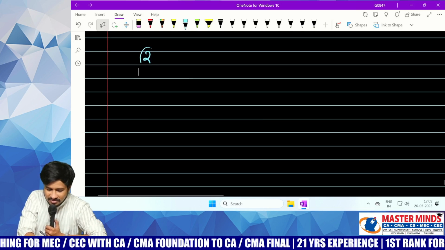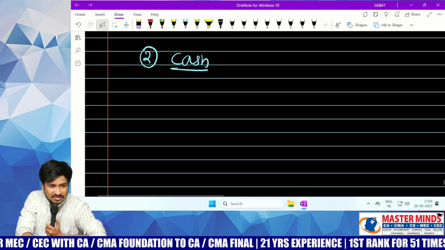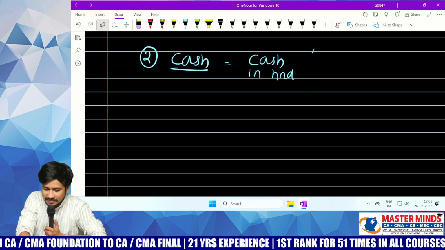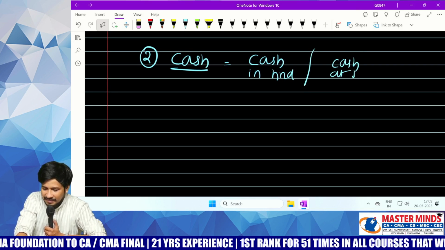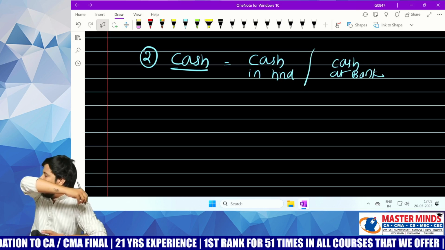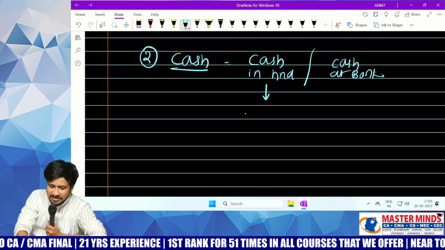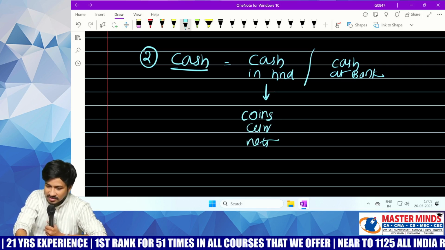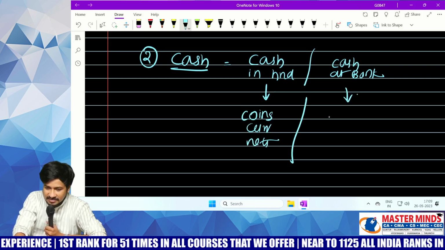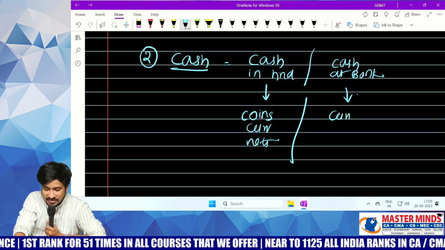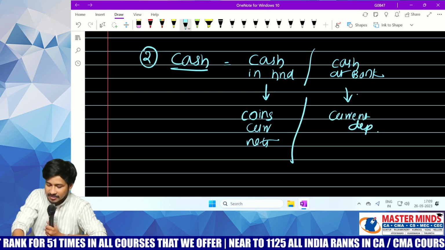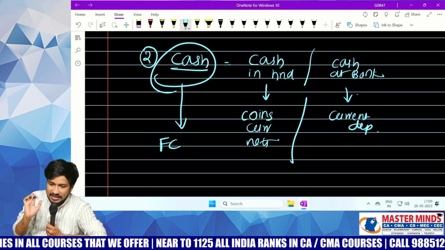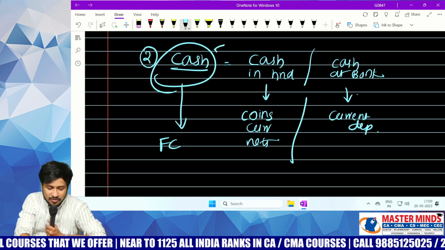We are learning definition number 2. What is definition number 2? Cash. Cash includes cash in hand and cash at bank. Cash in hand might be in the form of coins, currency, notes, etc. And cash at bank in the sense, which deposit? Current deposit. That is very, very important. And this also includes foreign currency. Don't forget that one. Clear everybody? That is the point of cash.